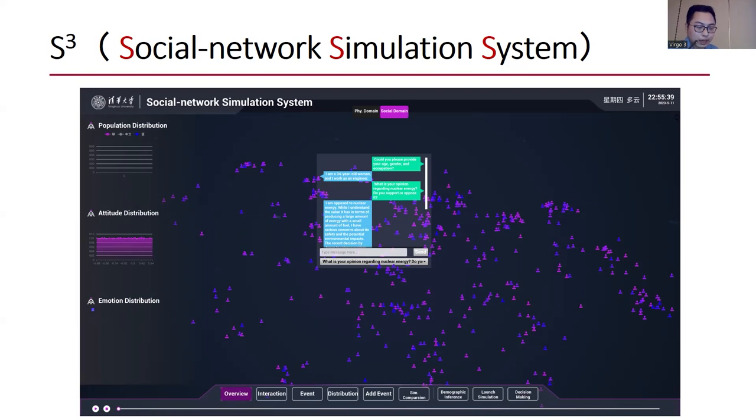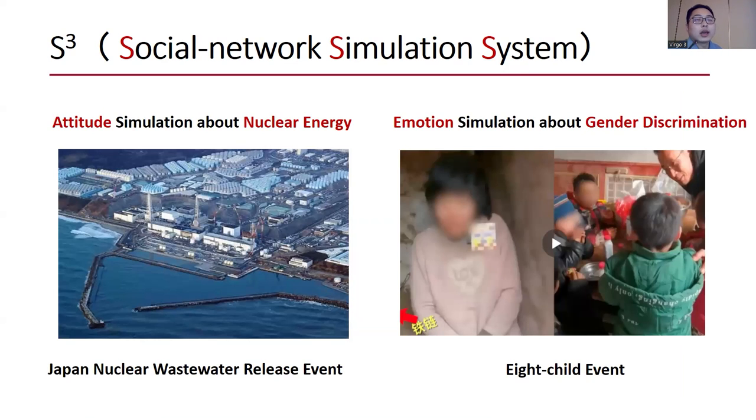user of the platform. And we also take two very representative examples to test whether the system can do good simulation. The first is the attitude or stance simulation about nuclear energy, because we know that Japan has a nuclear wastewater release event. So it's an important event. It can attract a lot of users to post new messages and forward messages. And second is the emotional simulation about gender discrimination. As we know, there was a bad event in China, and we simulate how the individuals in the system react to this event through the information propagation.